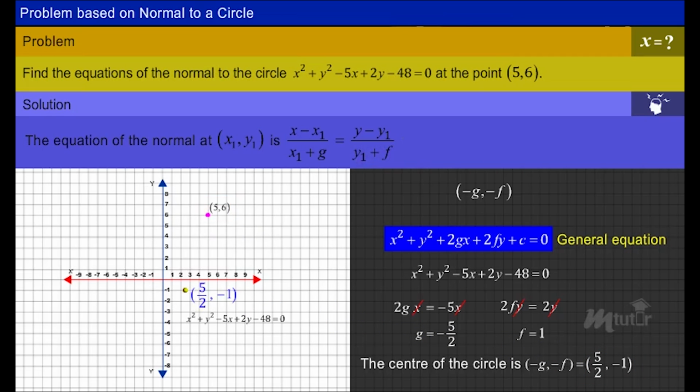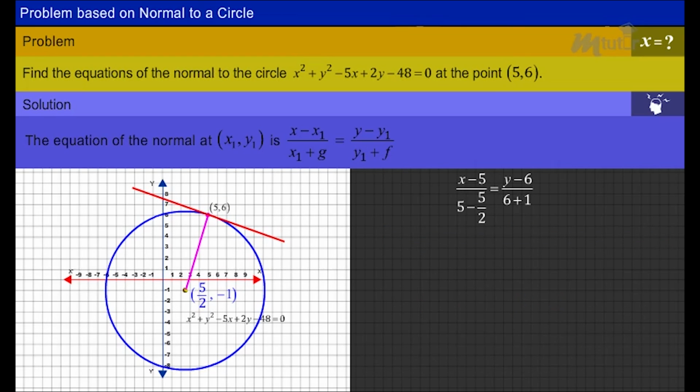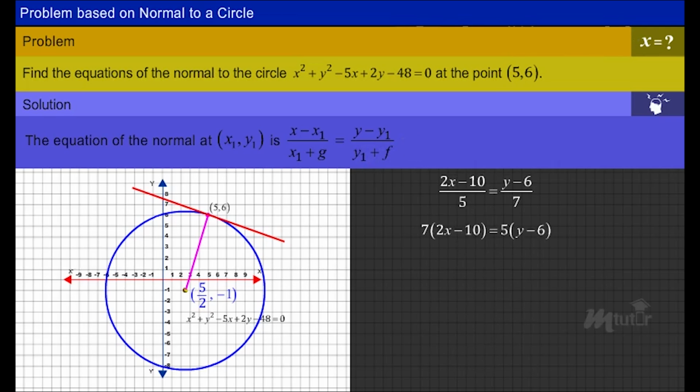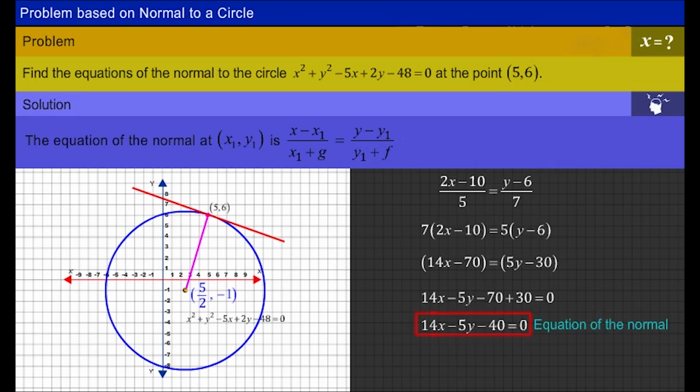and the point on the circle, which are enough to construct the normal. We are aware that the normal forms at the point 5, 6. Hence, the tangent also forms at the same point 5, 6. Substituting the given point and the center of the circle, we get, simplifying the denominators on both sides, we get, simplifying the terms, we get, cross-multiplying the terms, we get. On further simplification, we get the equation as shown on the screen. This is the required equation of normal to the given circle.